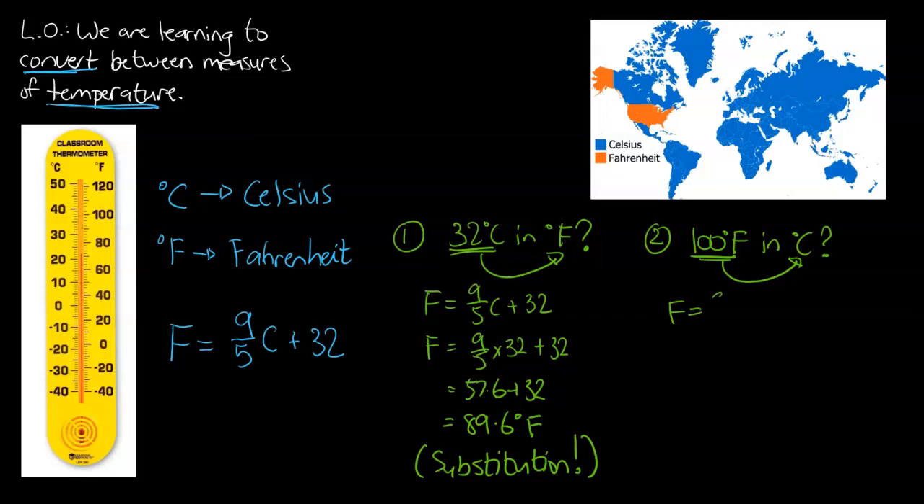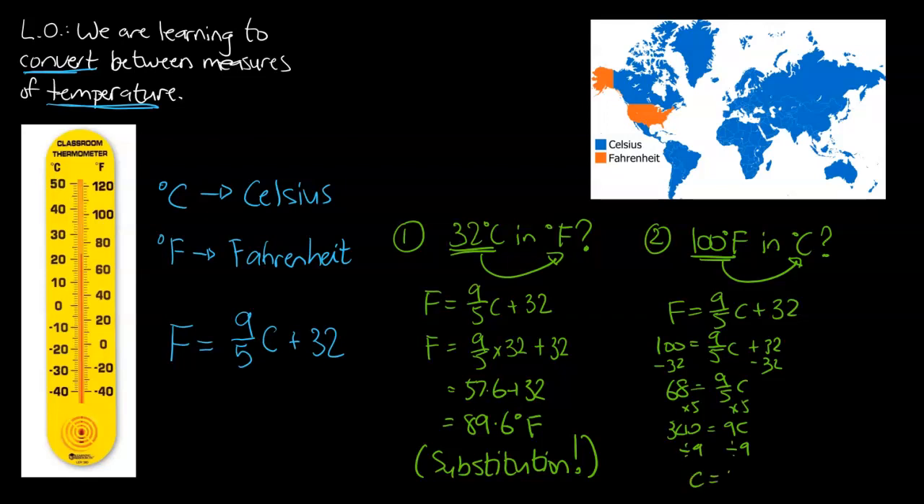Let's start by writing down our equation: F = 9/5 C + 32. We know that F is equal to 100, so we substitute that in where our F is on the other side. So 100 is equal to 9/5 C plus 32. We've now got an equation with one variable, just the C, and we can solve it. Minus 32 on both sides, so 68 is equal to 9/5 C. Times 5 on both sides; 68 times 5 is 340, so 340 is equal to 9C. Then we finish off by dividing by 9 on both sides.